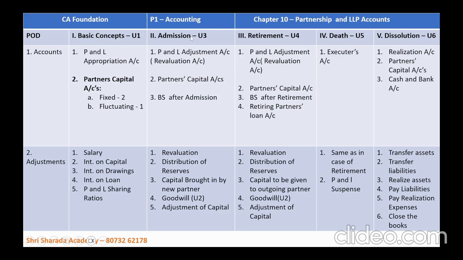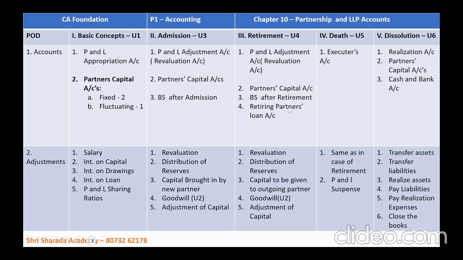In case of admission, a new partner is entering the firm, whereas in case of retirement, an existing partner is leaving the firm. In this case, we need to prepare 4 accounts. Profit and loss adjustment account, which is nothing but a revaluation account. The methodology of preparing this account is almost the same like this. And the second one is partners capital accounts, and then balance sheet after retirement, retiring partner's loan account.